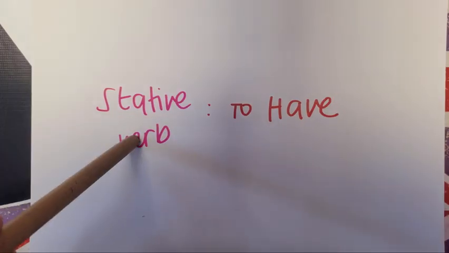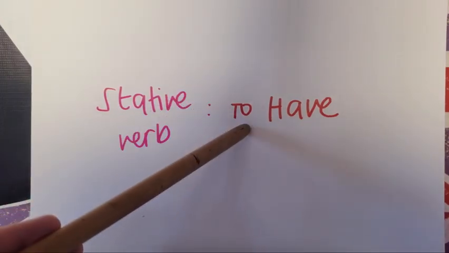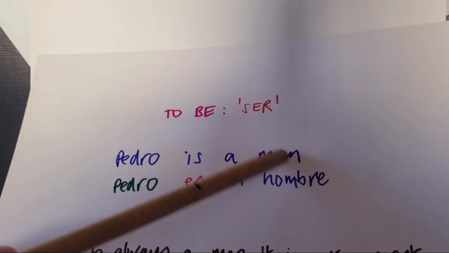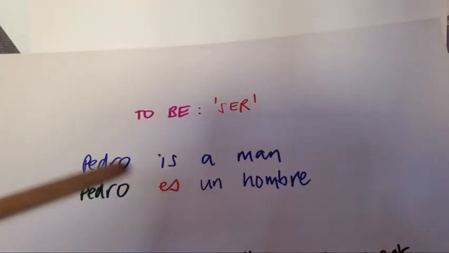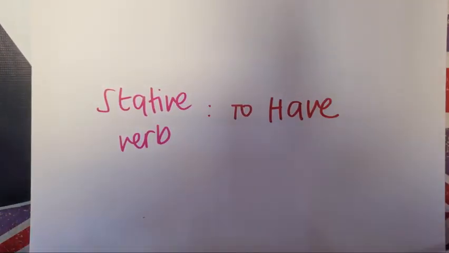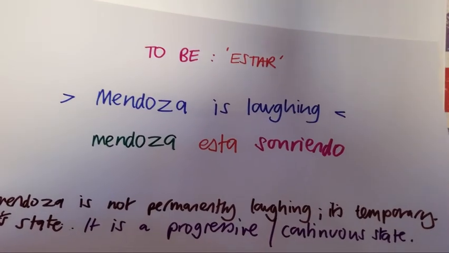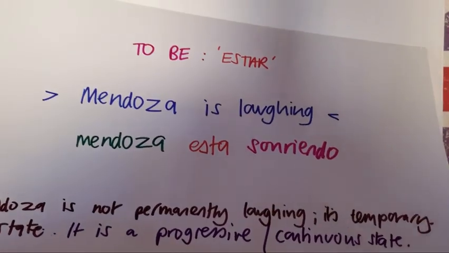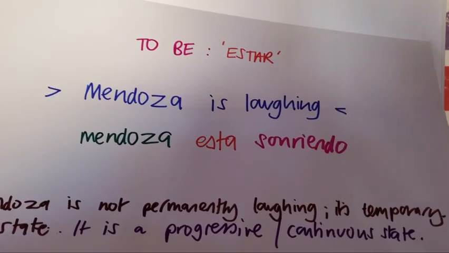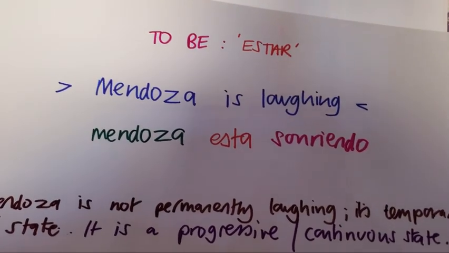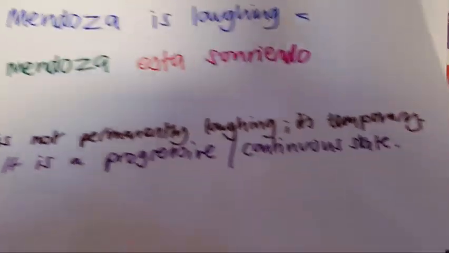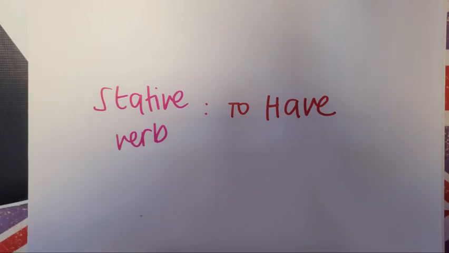Now, we'll look at to have. Remember the two verbs. I've looked at to be, the permanent state, for example, Pedro es un hombre. We've looked at the temporary state, going backwards here. Mendoza está sonriendo. Laughing is actually here a present continuous. But you say Mendoza is happy, Mendoza está feliz. So we looked at to be, permanent and temporary states.